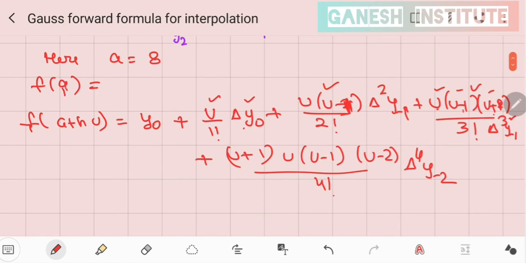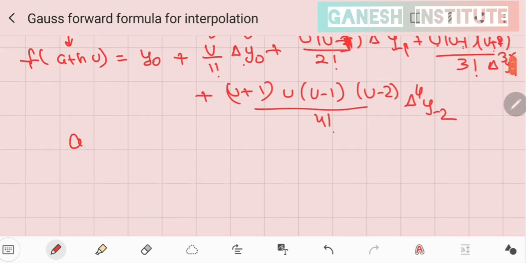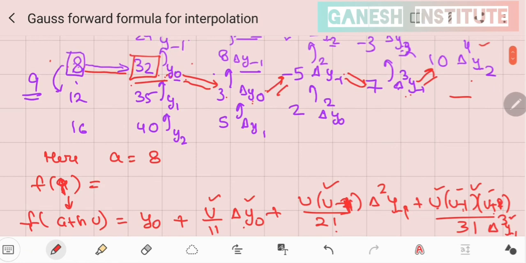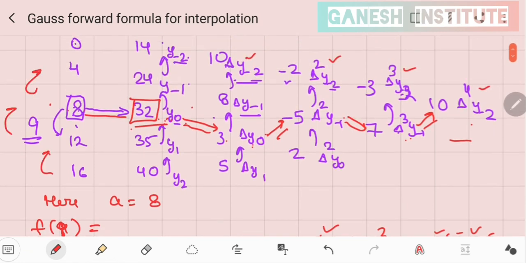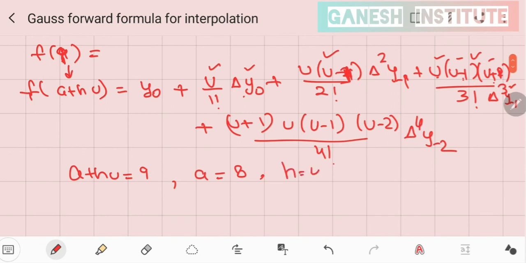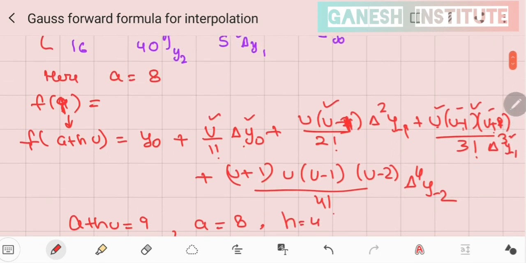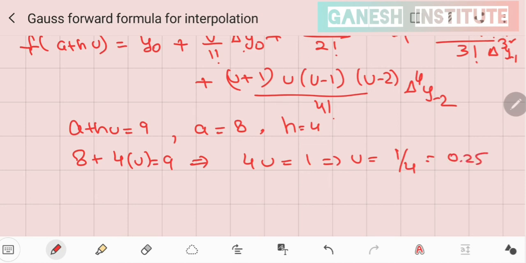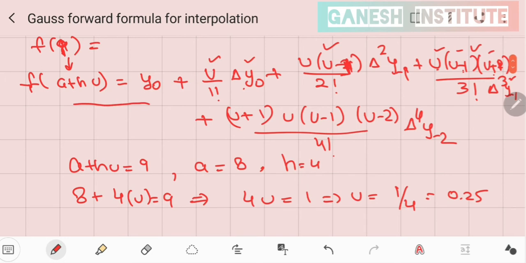So now you need to find out the value of F9, right? If you compare, your a plus h u would be 9. Here a is the base value 8, of course, the central value. Your h is the difference, so 16 minus 12, 12 minus 8, this is all the time 4, equal interval. So a is 8, h is 4, you need to find out u. Basically 4u is 9 minus 8, that is 1, so u has become 0.25, right? Now you have got u, just substitute all these values here.